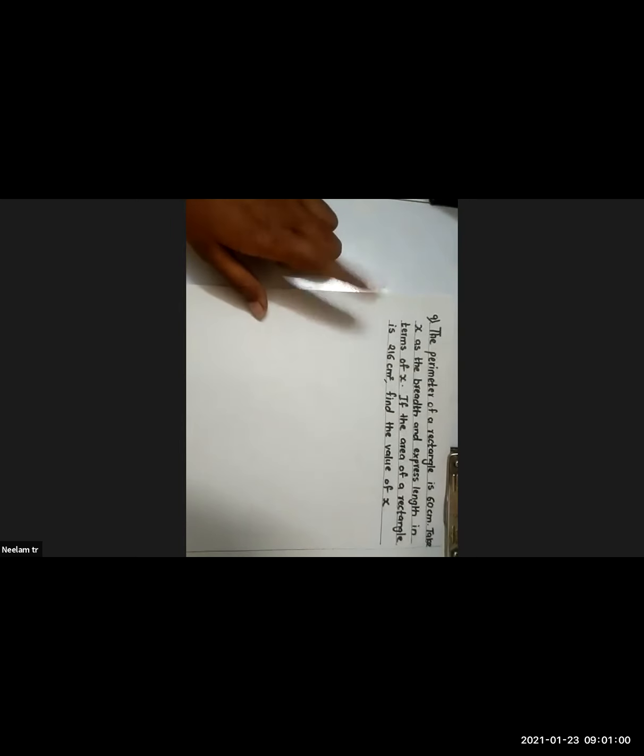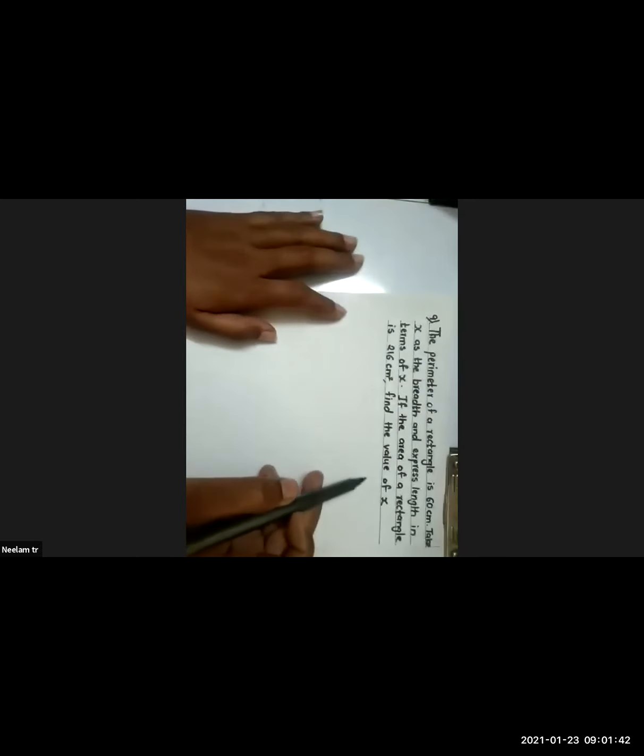So today we are going to start with this word problem. This kind of problem we solved yesterday based on a triangle. So we are going to see the next problem based on this. They are asking you the perimeter of a rectangle. The perimeter of a rectangle is 60 centimeter. Take x as the breadth and express the length in terms of x. If the area of the rectangle is 216 centimeter square, find the value of x. Okay, this is your question.